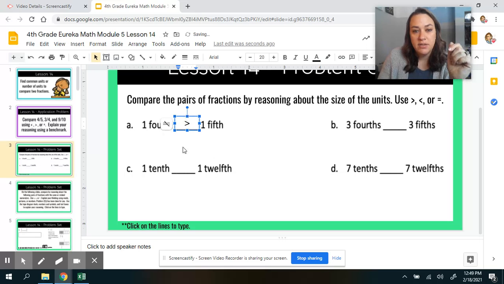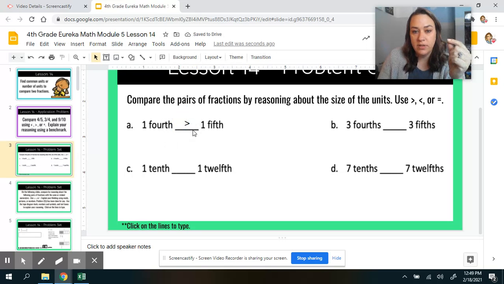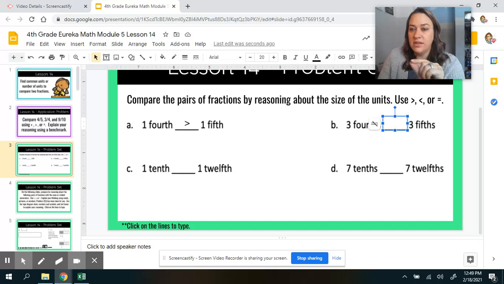1/5. So if we know that 1/4 is larger than 1/5, then 3/4 is also going to be larger than 3/5 because that 1/4 is larger than the 1/5. So if I have 3 of those fourths, it's still going to be larger than those 3/5. Okay.